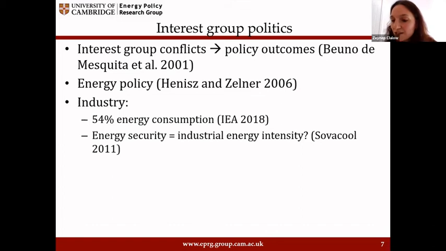And so there are lots of actors that one might focus on or might conceptualize as an interest group. We looked at industry for various reasons, but I'll just highlight two. One is that industry accounts for around 54% of energy consumption worldwide. So presumably they'd have a lot of stakes and a lot of influence over policy making in this field. Energy security is often operationalized as industrial energy intensity. So there's clearly a strong relationship there between industrial energy interests.